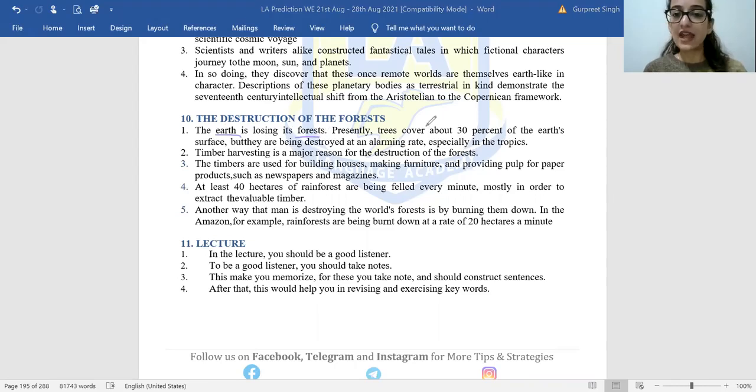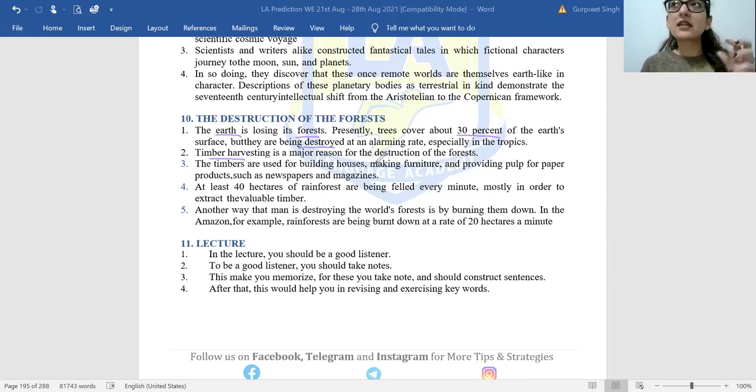Earth losing forest, and we have one numerical figure, 30% of the earth's surface is covered by trees, but they are being destroyed at an alarming rate. So a general sentence putting forward the problem that we are facing. Timber harvesting is a major reason for the destruction of forests. So now, once we present that this is the problem, then we start giving the reasons for that problem. Timber harvesting is given as one reason for the destruction of forests.